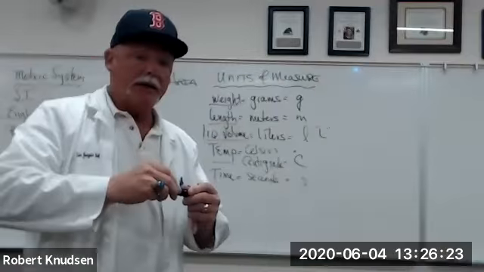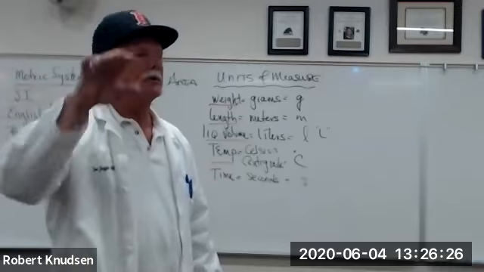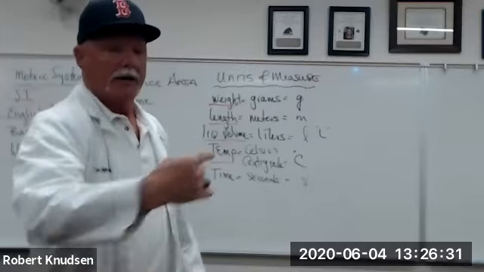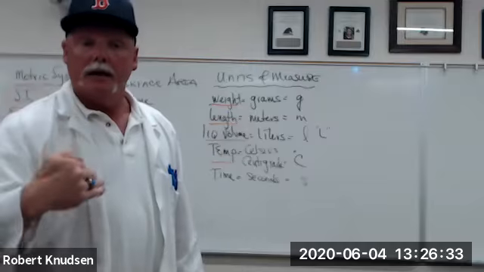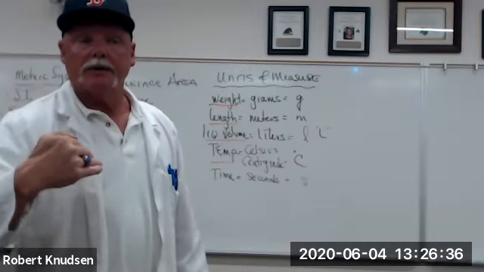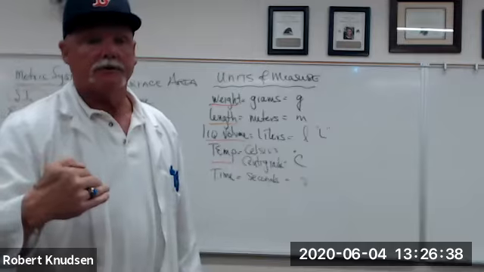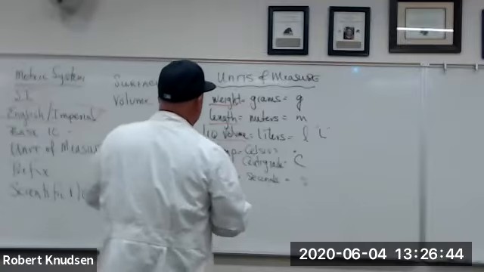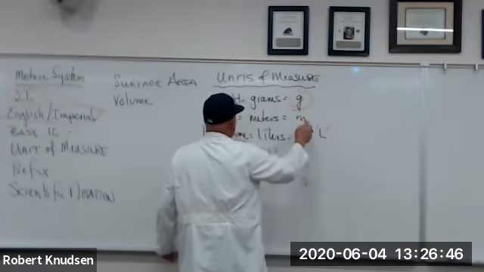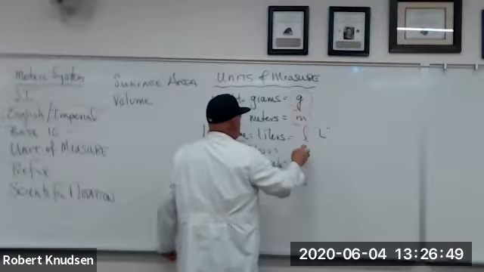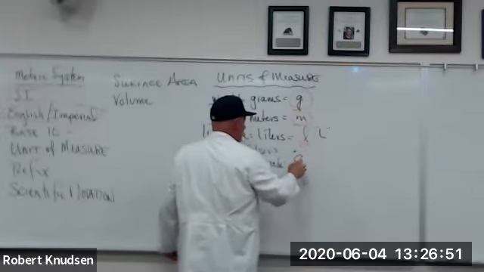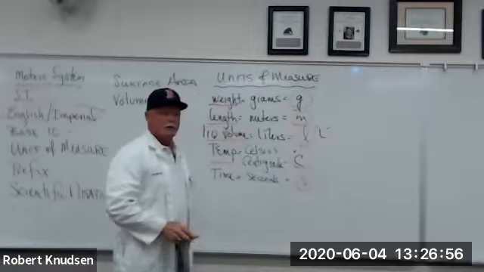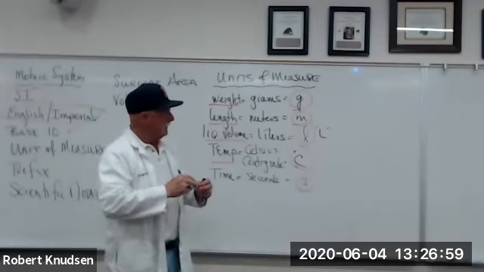Okay? And if you really want to get into the metric system, you can look it up. You can type in Google and look at metric system, units of measure, and they'll give you things for measuring all kinds of stuff. These are the ones we use in the health field, in biology. We don't go too far outside that. Got it? So weight, grams, length, meters, liquid volume, liters, temperature, degrees Celsius, centigrade, time, seconds. Are we good? Okay.